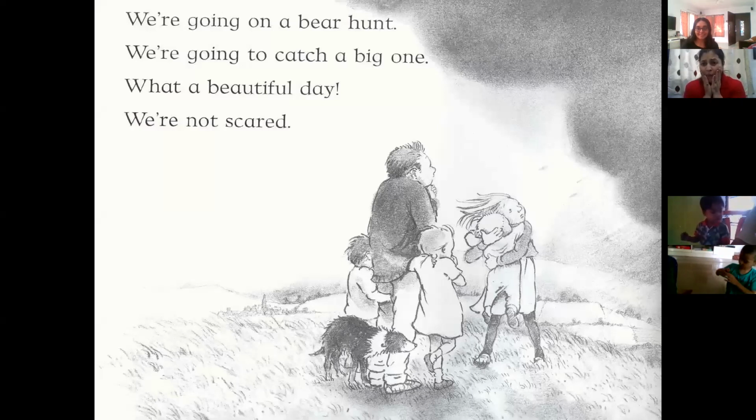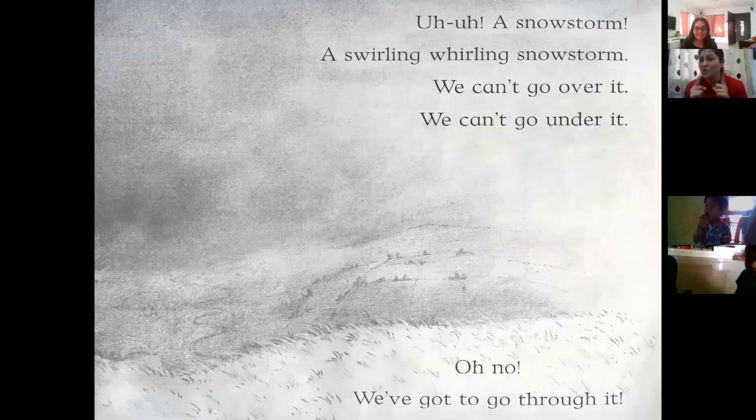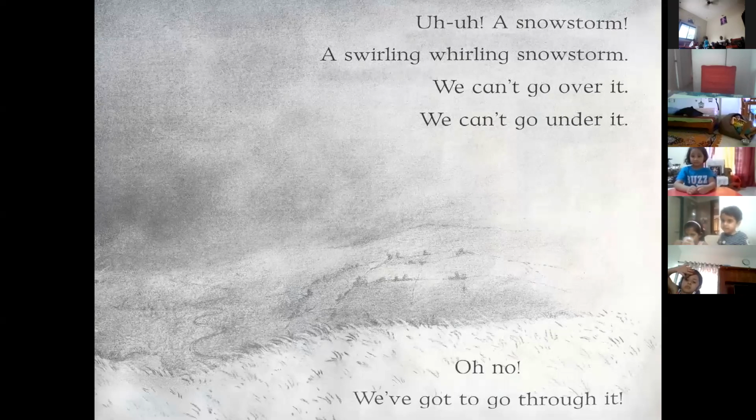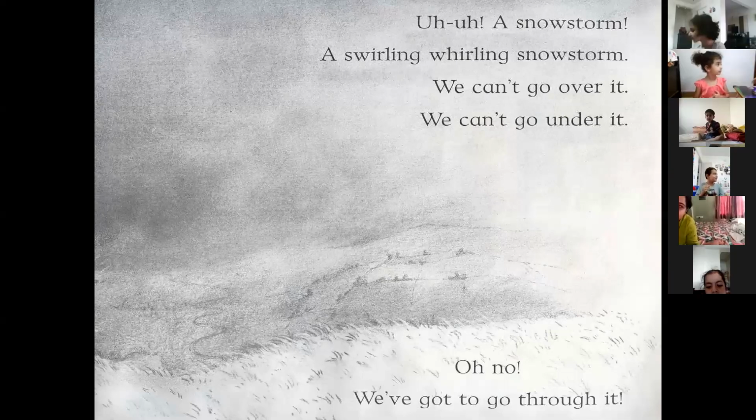But, oh my God, what is this? It's a swirling, whirling snowstorm. Woo! Woo! Now, how do they pass this snowstorm? Can they go over the snowstorm? Can they go under the snowstorm? No. They have to go through the snowstorm.